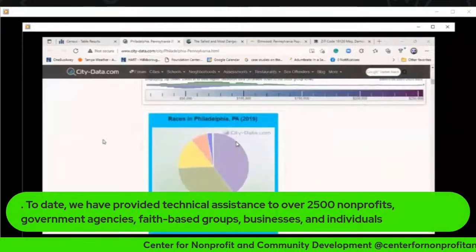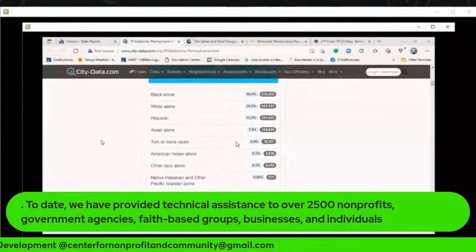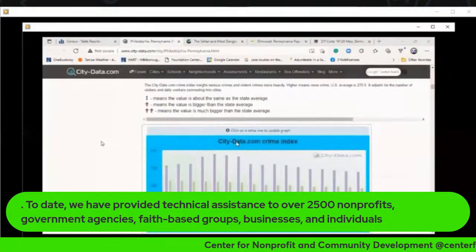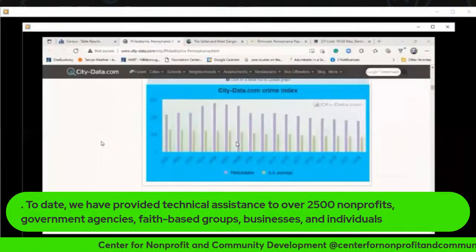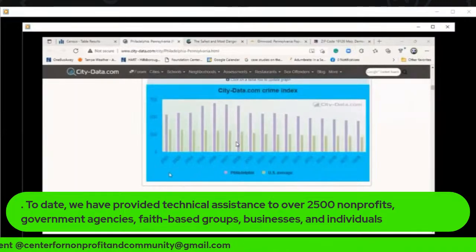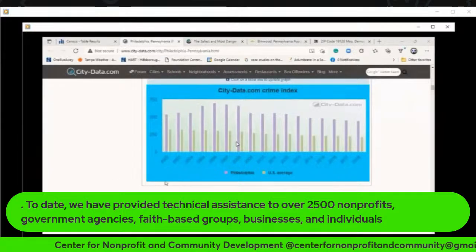Let's continue. You could get information based on race in Philly. And then you can break down the race into groups. You can break down crime. And they give you a chart that you can use to break down crime, and you can do it over a period of time. That's important because you can compare trends to see, is it getting better or is it getting worse?